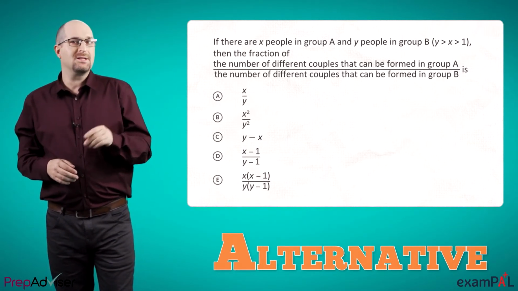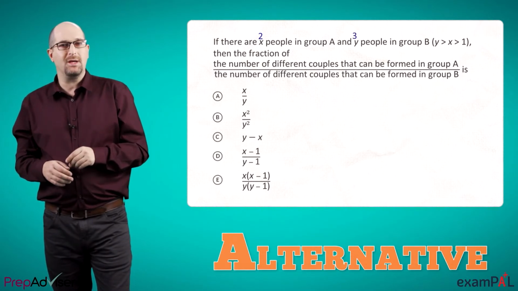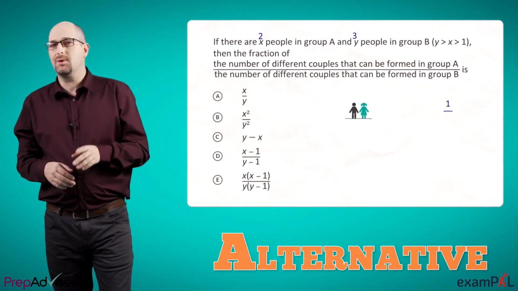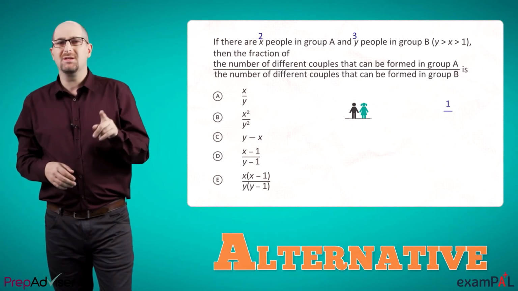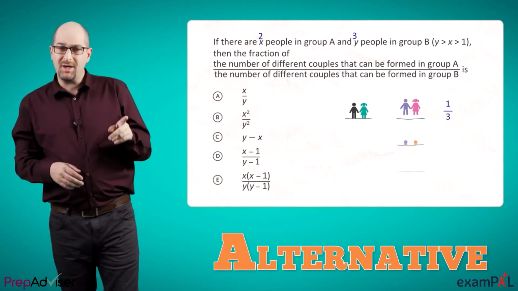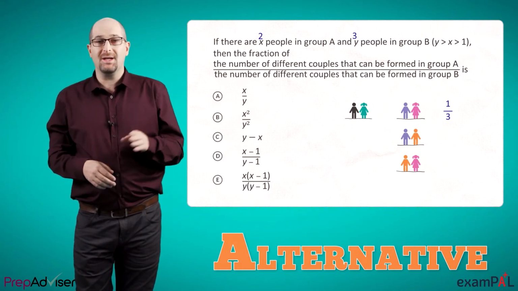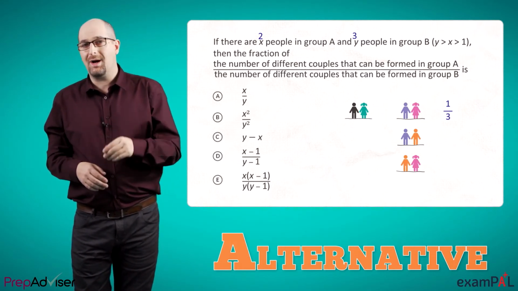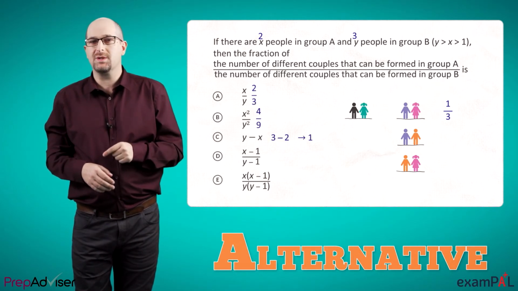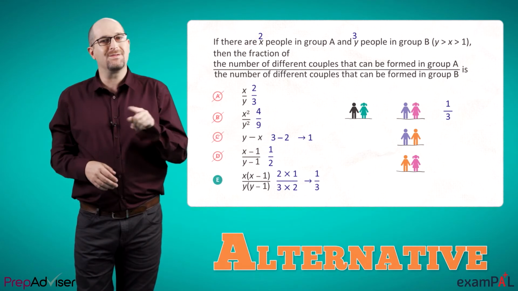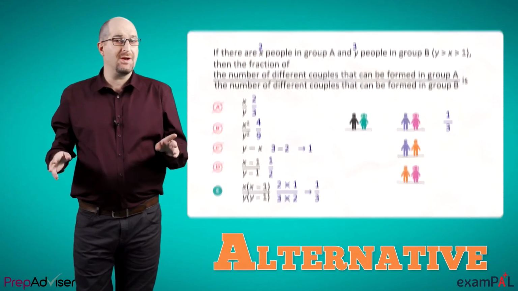If we let X be 2 and Y be 3, the equation will be 1, since only one couple can be formed out of 2 people, divided by 3, since 3 couples can be formed in a group of 3. We'll just plug in X equals 2 and Y equals 3 into the answer choices, and we'll quickly see that only one of them, E, gives us the same value. That's our answer. We chose numbers and turned the story into a simple equation.